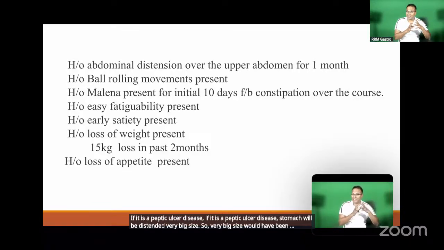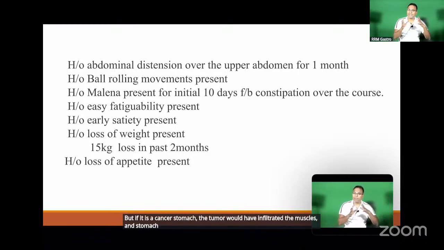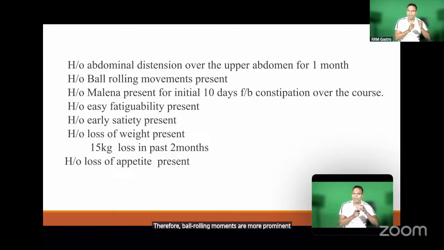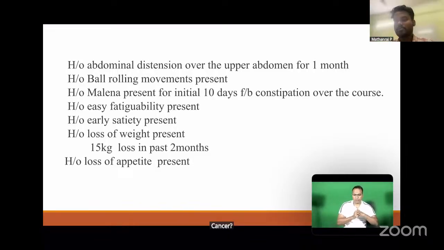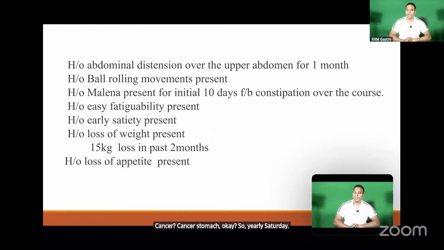But if it is a cancer stomach, the tumor would have infiltrated the muscles and the stomach will not have a massive distension. Therefore, ball rolling movements are more prominent in peptic ulcer disease. Ball rolling movements are very uncommon in cancer stomach. Okay. So early satiety, what does it mean? History of early satiety.